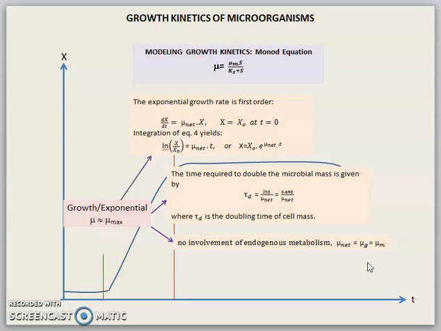What is endogenous metabolism? Endogenous metabolism refers to the stage where the microbes or cells are trying to survive, trying to repair themselves in order to survive. They use whatever they have in the surroundings in order to continue living.